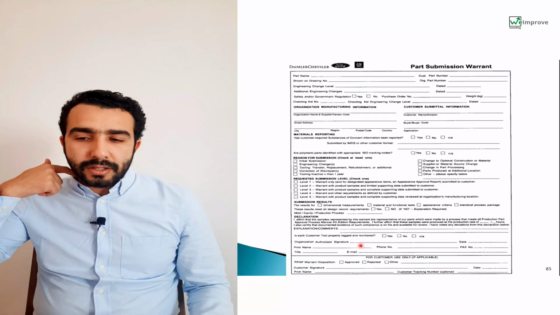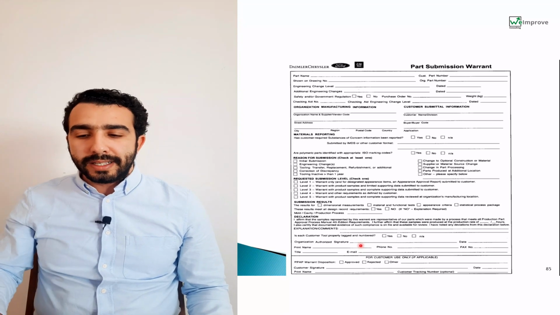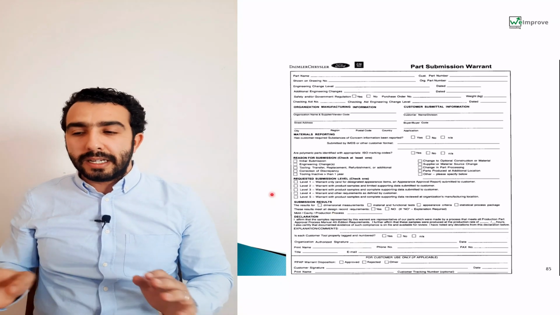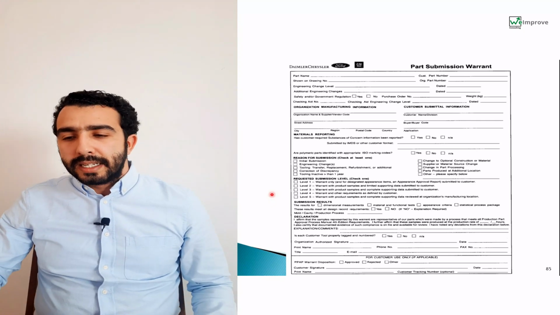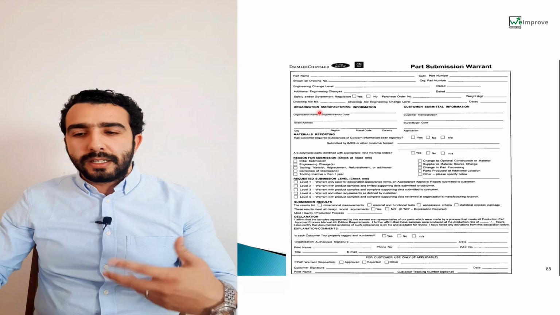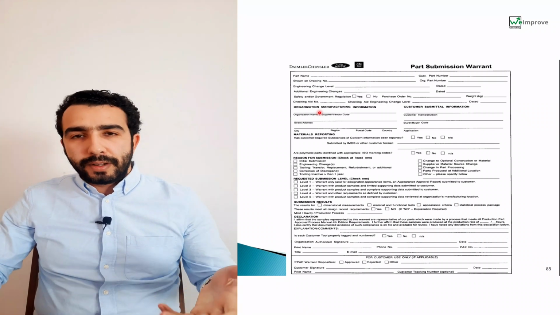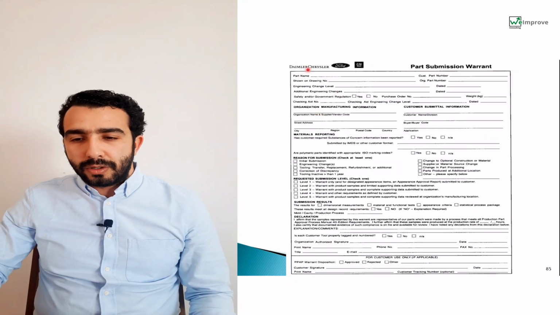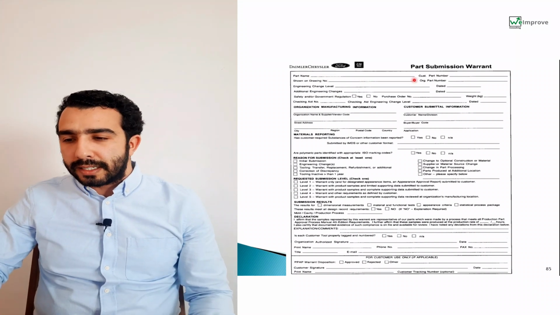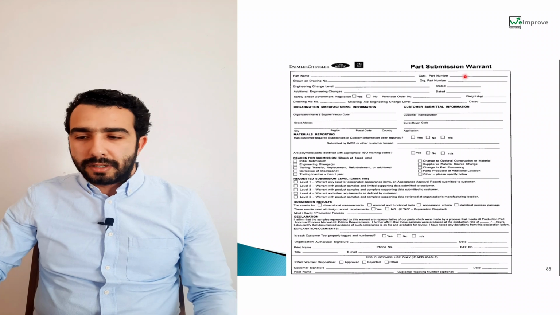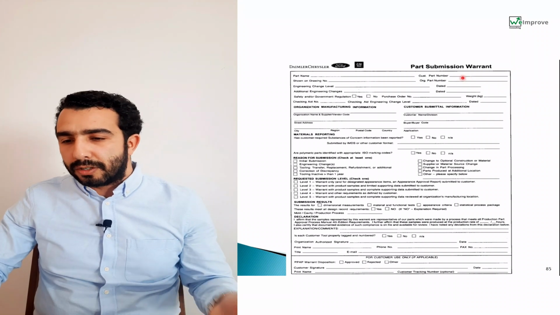So here, this one is the PSW. The PSW is the cover sheet of the PPAP, which includes all the information about the PPAP. So let's see some of the most important elements that you have to fulfill in the PSW. So here we have the part name. So what is the designation or name of your product? Here we have the customer part number. So what is the reference or the production part number?